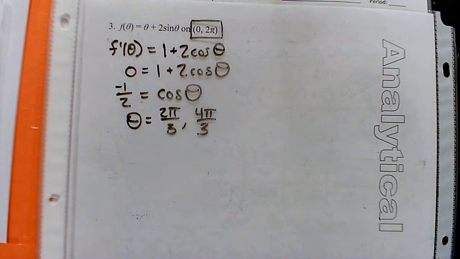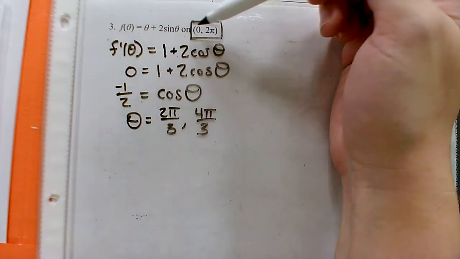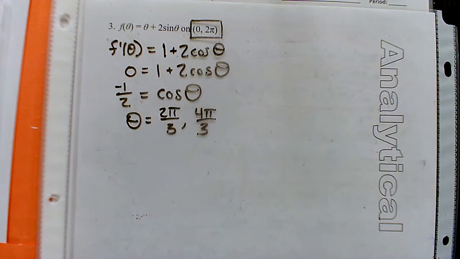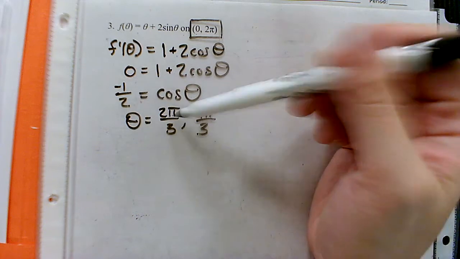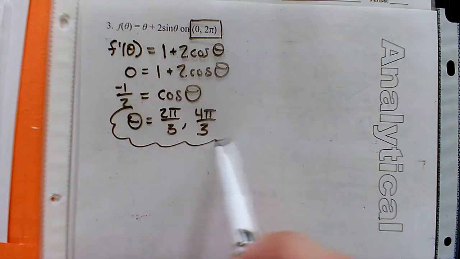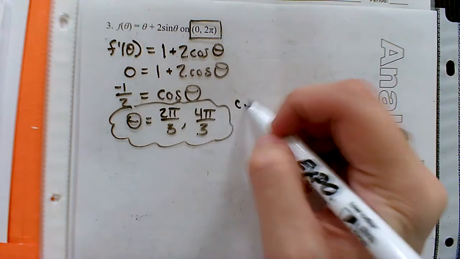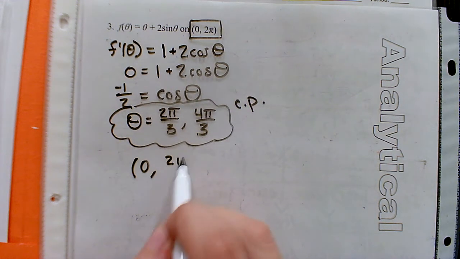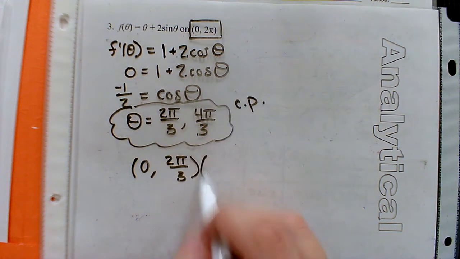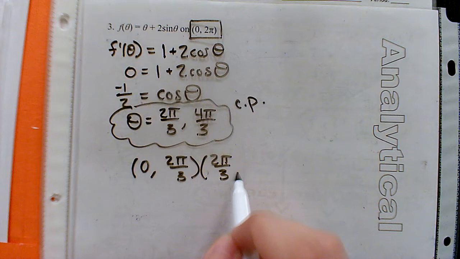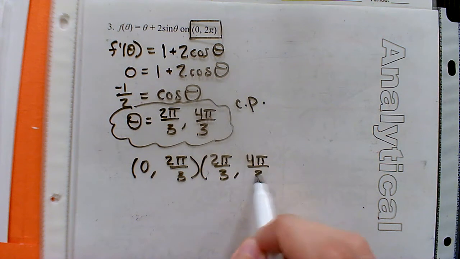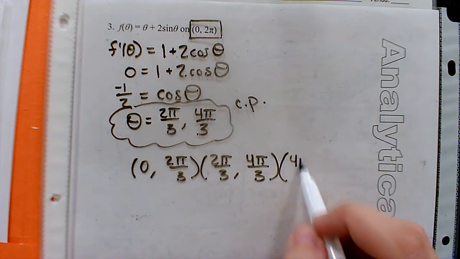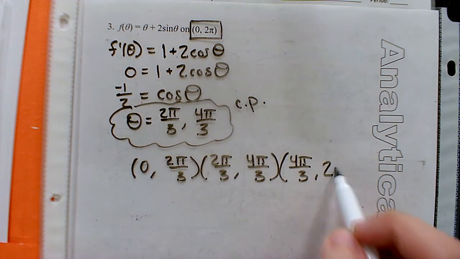Alright, so we're going to take the domain, in this case the 0 to 2 pi, because that's the only section we're really working with, and we're going to break up that domain with these critical points, these potential maxes or mins. So we'll go from 0 to 2 pi over 3, 2 pi over 3 to 4 pi over 3, and then 4 pi over 3 to 2 pi.